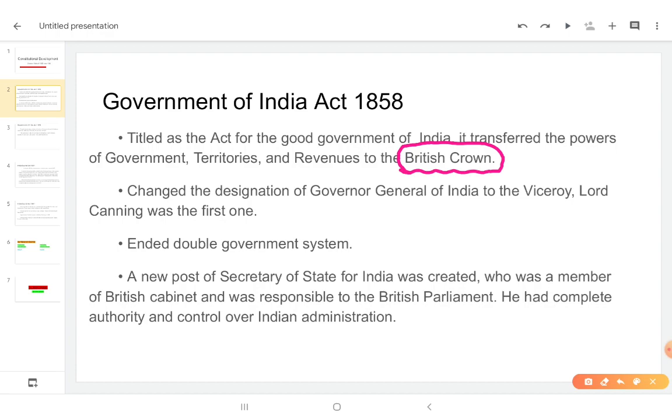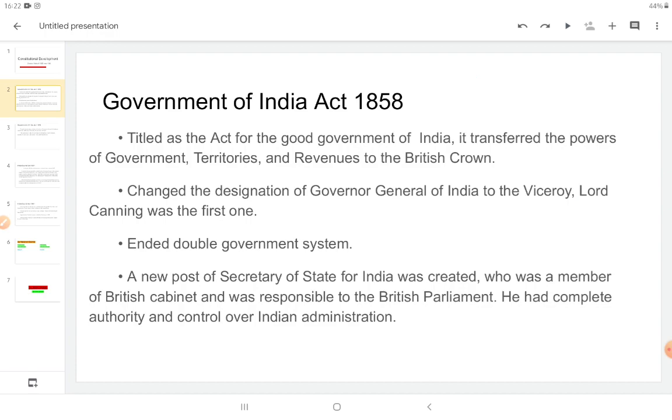Then it changed the designation of Governor-General to Viceroy. Earlier it was called Governor-General of India, but this position was changed to the Viceroy position. And here we need to understand two things very clearly.